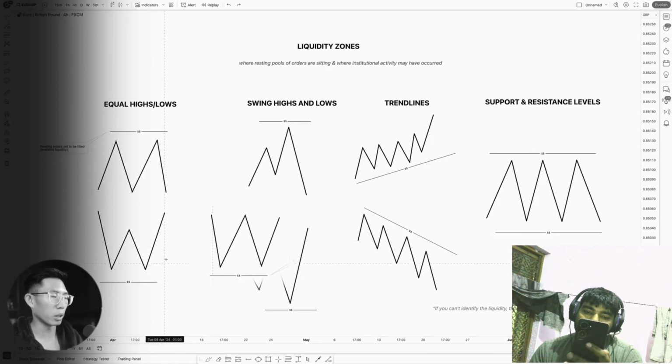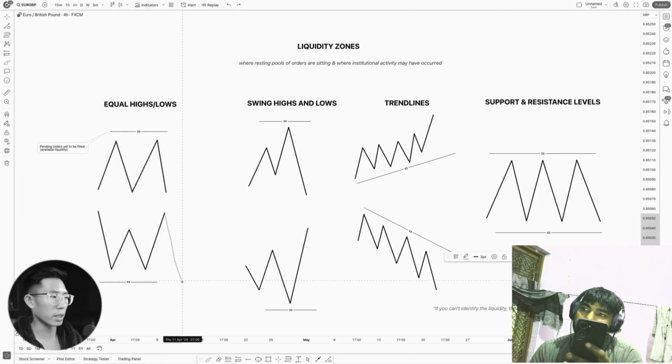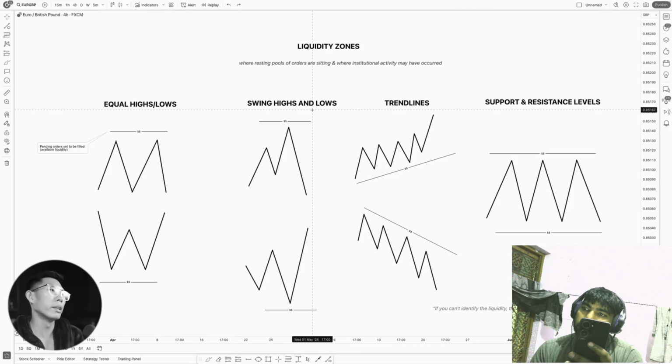Same thing with the double bottom, right? Just the opposite of a double top. There is liquidity below these lows right here. And smart money might push the price down here, break past the previous swing lows, grab liquidity before heading back up.